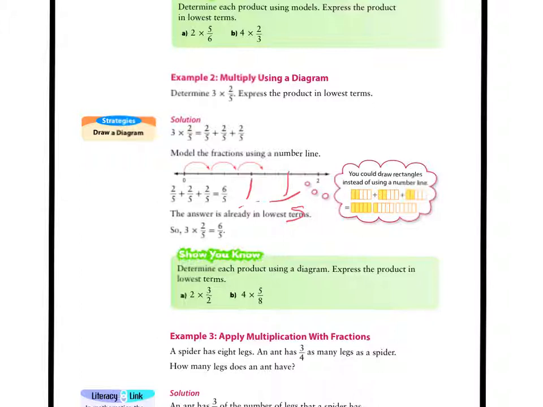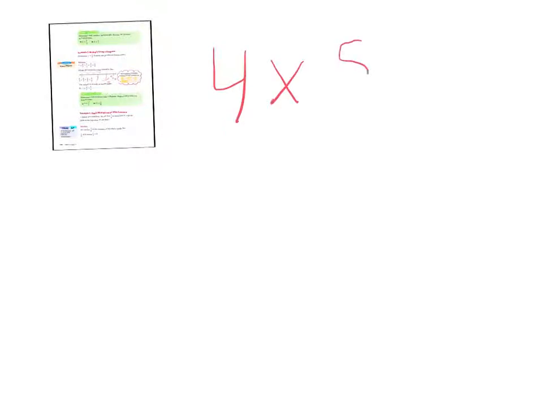So for down here, let's just do one of these show you knows down the bottom. We'll do 4 times 5 over 8. We can't use pattern blocks. We could use fraction strips, but we're going to use a number line. 4 times 5 over 8. So let me just shrink the page, write down 4 times 5 over 8. So 4 times 5 eighths.